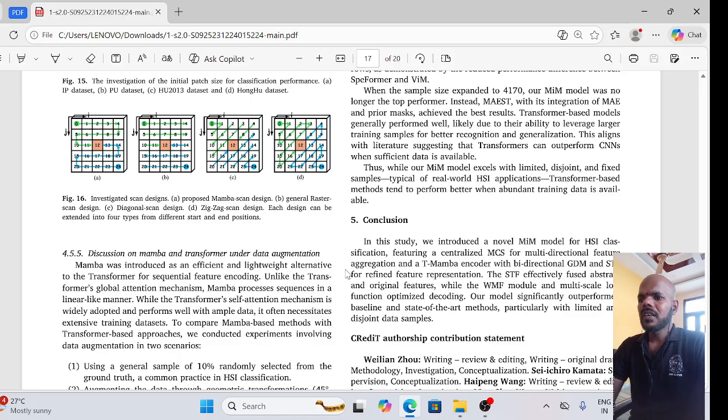Now you can see: in this study we introduced a novel MIM model for HSI classification featuring the centralized MCS for multi-directional feature aggregation, something they have written. So that means they discuss the conclusion of this paper. You will understand what the actual problem is, how they are approaching it, and at the end what the conclusion is. So first we have to read the abstract, then we go for the conclusion. This is my way of understanding a research article.